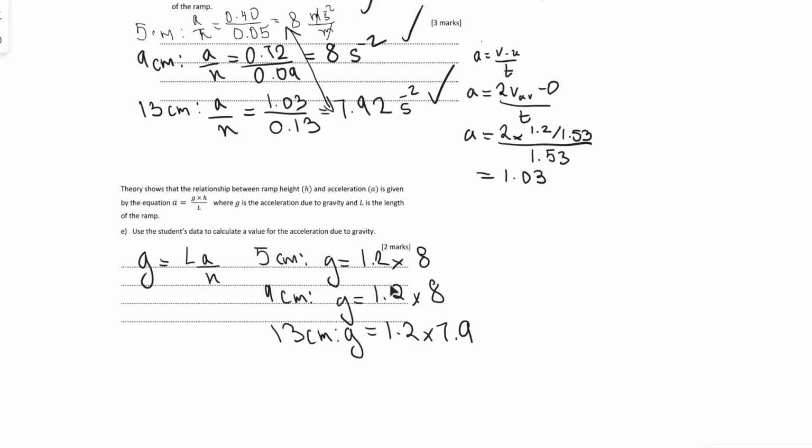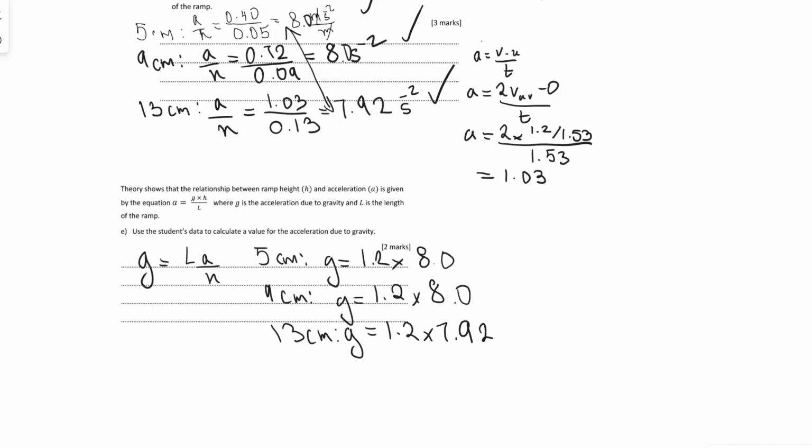So for 5 centimeters, G will be equal to 1.2 multiplied by A over H, which is 8. For 9 centimeters, G will be equal to 1.2 multiplied by 8, so it'll be exactly the same value. And for 13 centimeters, G will be equal to 1.2 multiplied by 7.92.